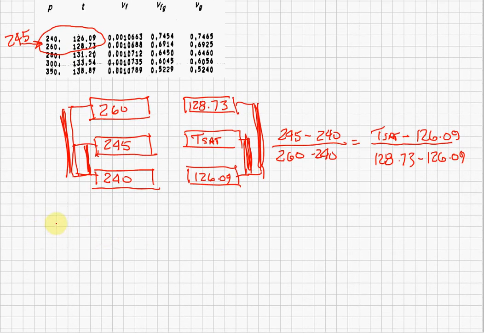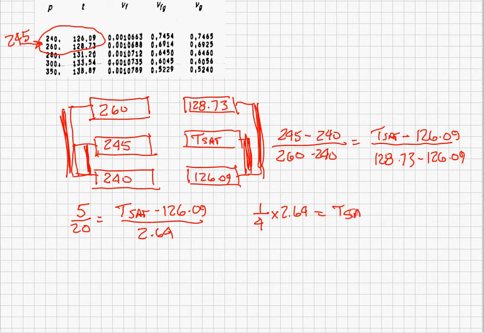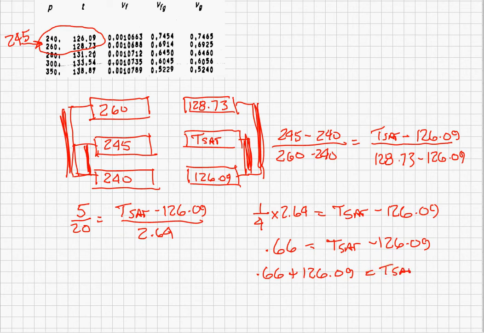And so now let's take those numbers and let's do a little arithmetic on them. And so this makes 5 over 20 is equal to Tsat minus 126.09 over, in this case it's going to be 2.64. And so now if I do the arithmetic on that, I'm going to get 1 quarter on this side times 2.64 equals Tsat minus 126.09. And now if I go a little further, 0.66 equals Tsat minus 126.09, and finally 0.66 plus 126.09 equals Tsat, and in this case that comes out to an answer of 126.75, which in fact is the same answer we got before.